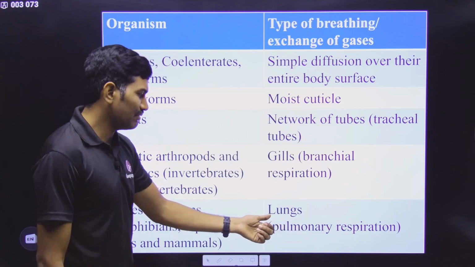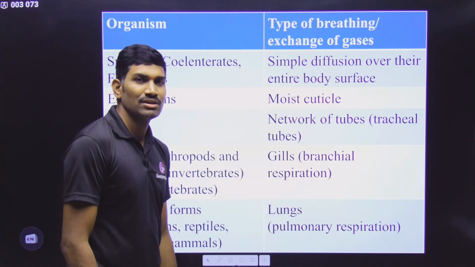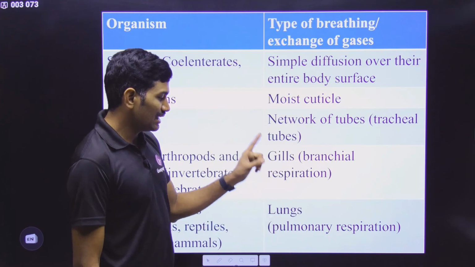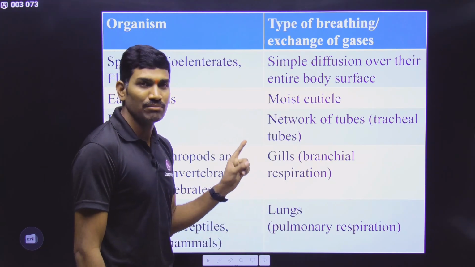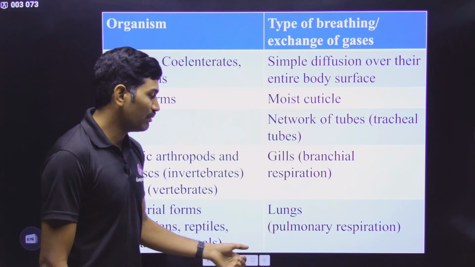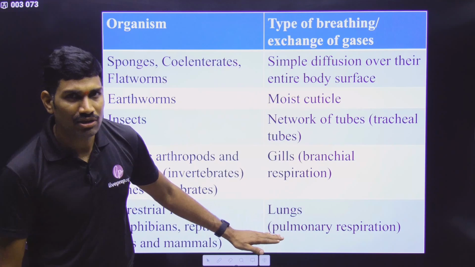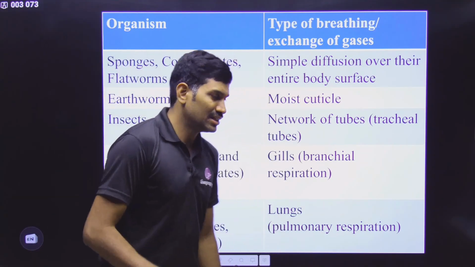So all the mammals are having lungs. At least you can understand with the example of human. So we are having the lungs. If respiration is occurring through the lungs, that means for the breathing process, if lungs are present, that type of respiration is called pulmonary respiration. If lungs are involved in respiration, it is called pulmonary respiration.